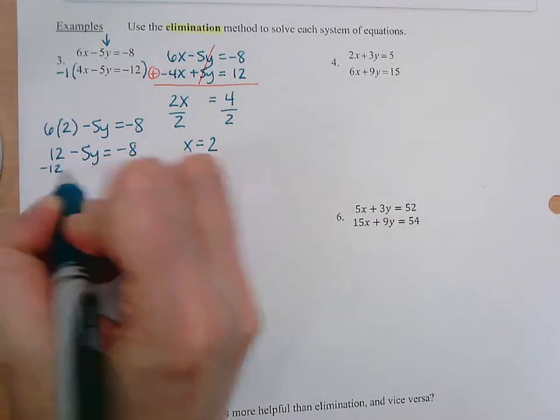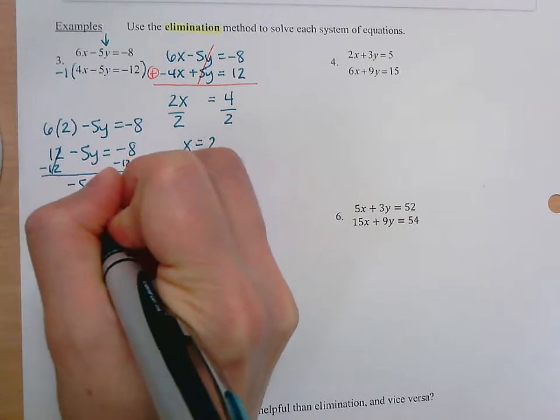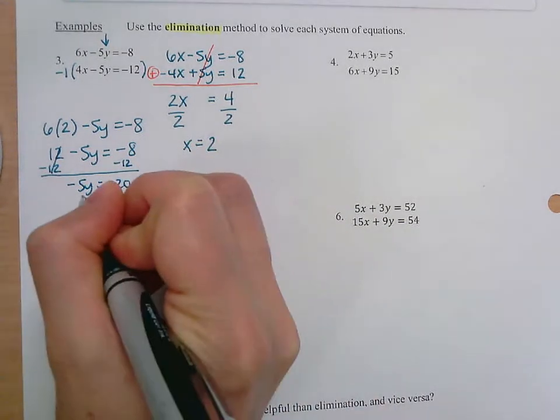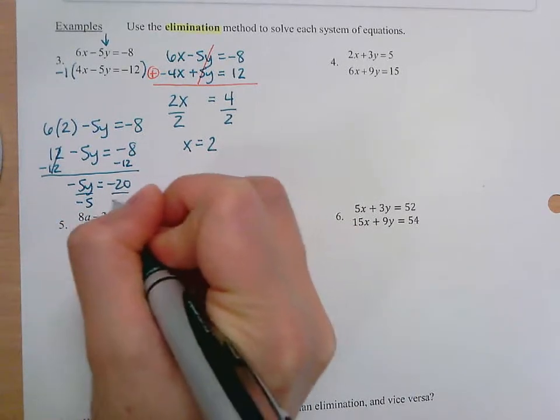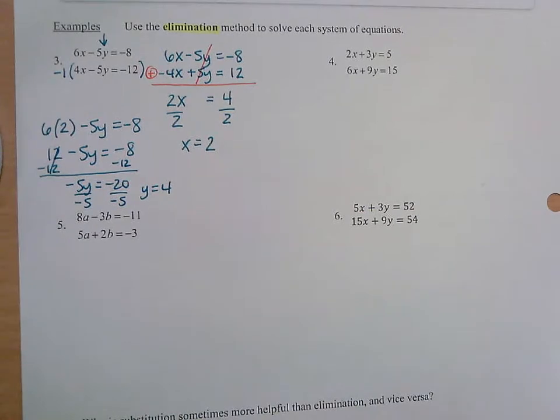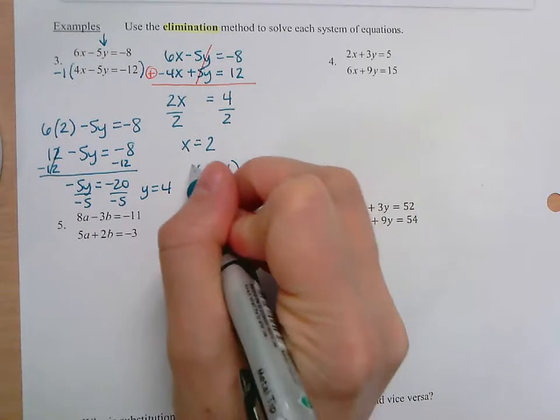And if I subtract 12, I have negative 5y is equal to negative 20. And then divide by negative 5. So y is positive 4. And then my solution again is an ordered pair. So that would be 2, 4.